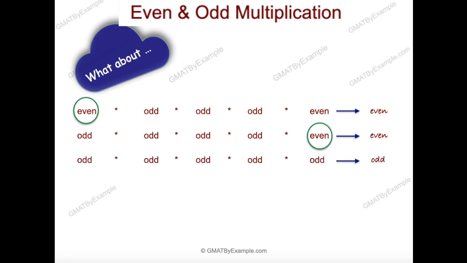Not even a single integer is even in the last one, which means all of the numbers are odd, so the product will also be odd. That's it. Very simple, right?